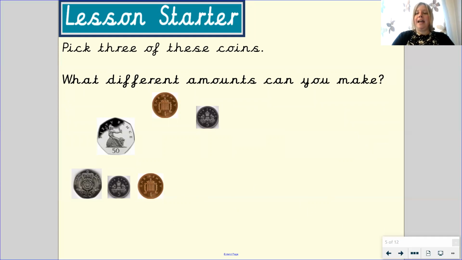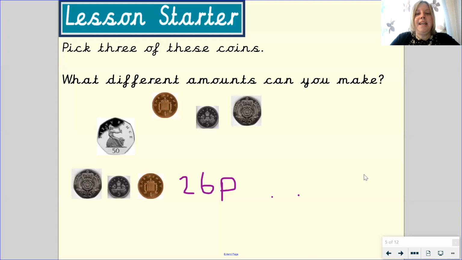So let's see how much money Miss Williams has. 20 pence add 5 pence is 25 pence. And if I add 1 pence to it, I have 26 pence all together. I want you to pause the video and use the coins to see how many different amounts you can make. Pause your video.